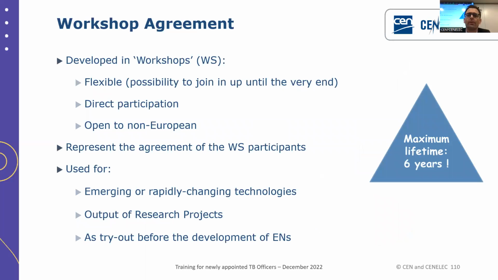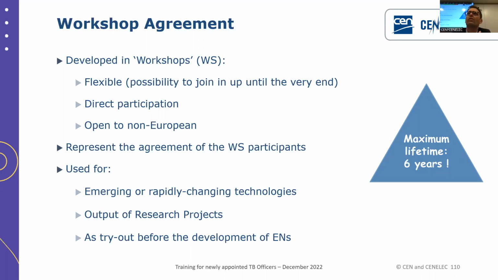Then we have the workshop agreements. The workshop agreement is the fourth type of deliverable that we have. It should be used whenever there is a new technology in place, or let's say a new Horizon 2020 project, where the outcome is the development of a standardization deliverable. So the workshop agreements are quite flexible. It is open to non-European companies as well.